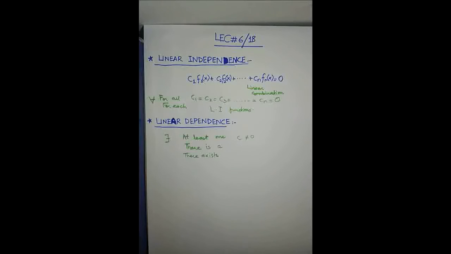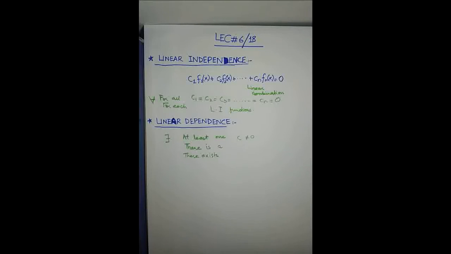So here is the minute difference you have to understand between linearly independent and linearly dependent functions. It's a very easy thing. You just have to remember that only if all C are 0, then it is linearly independent.